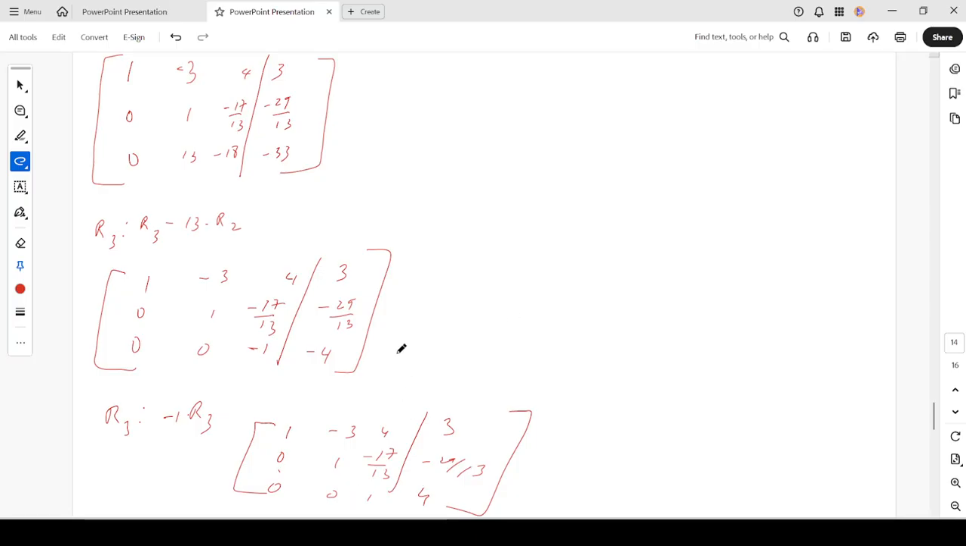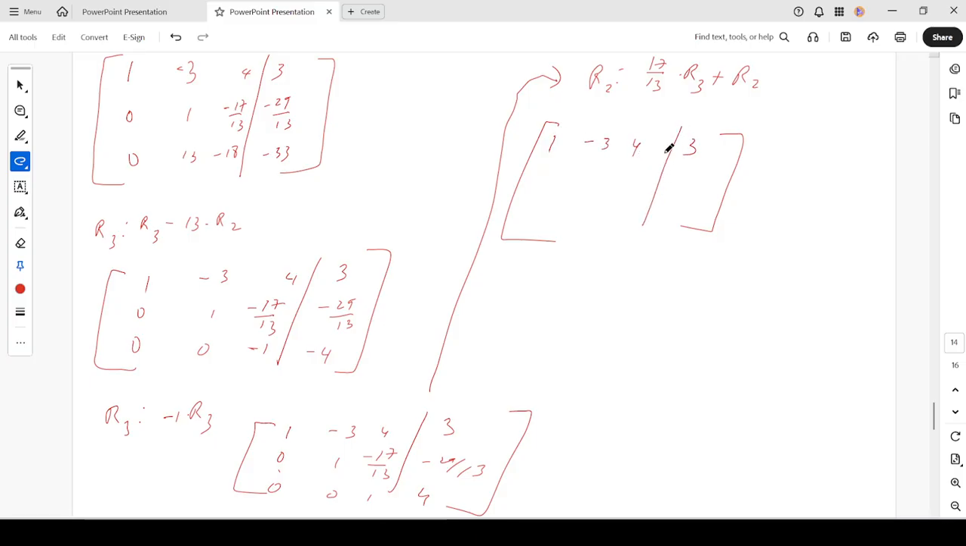But keep in mind, you also have to make this thing 0. So I will go back here, and how do you make this thing 0? Subtract row 3, you need the same thing like here. So 17 over 13. So what I'm going to do is multiply row 3 by 17 over 13 and then add it to row 2. If I do that, my row 1 would be the same, 1, negative 3, 4. And my row 3 would be the same, 0, 0, 1, 4.